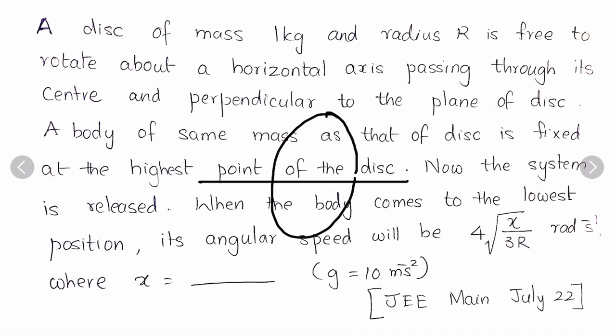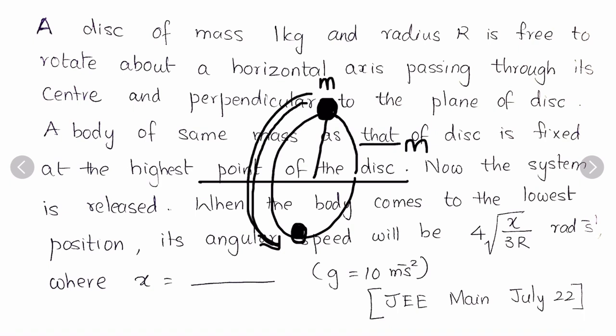A body of same mass as that of the disk. This disk has a mass m and another body of the same mass m is fixed at the highest position. So this is the highest position. Here it is fixed. Now the system is released. Then what happens? Automatically, because of the weight, this will come down like this. Then when the body comes to the lowest position, that means this m has come down to this position.